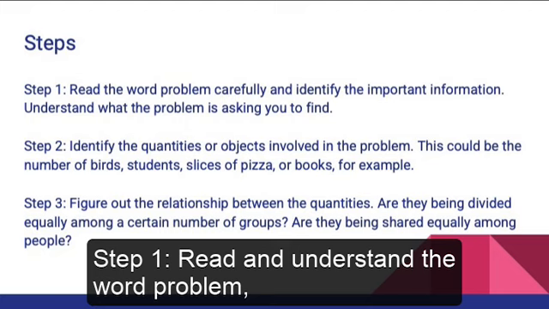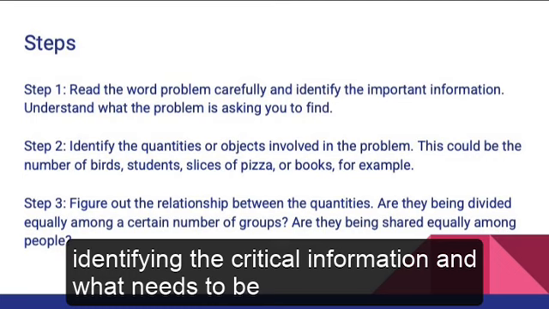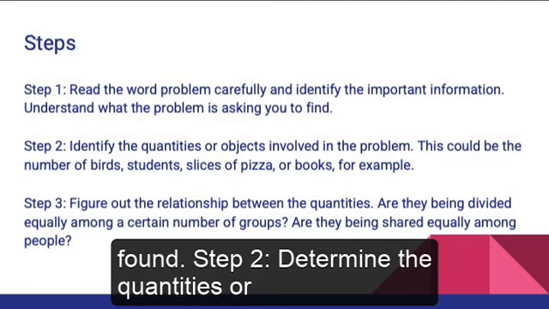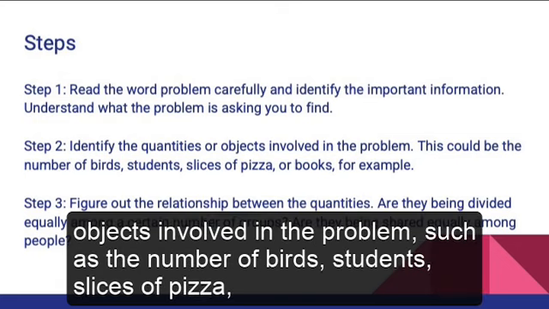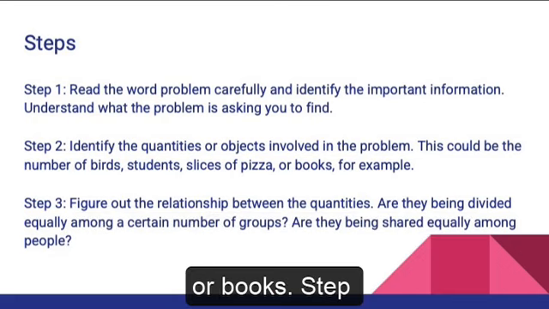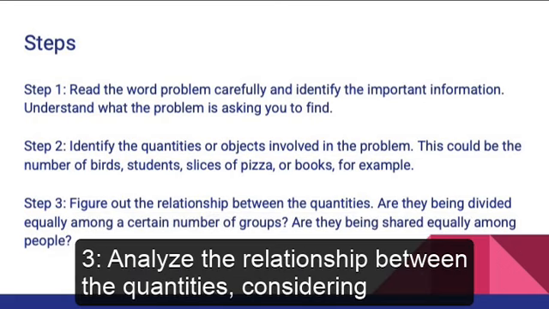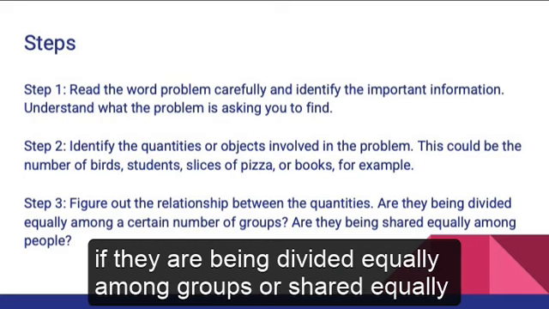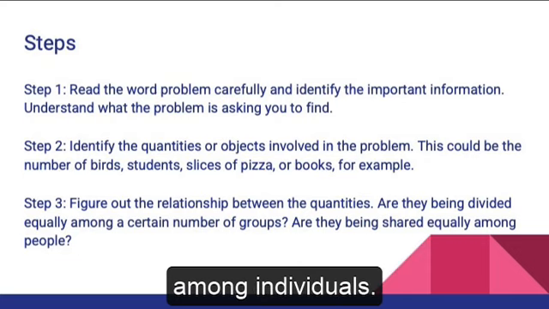Step 1. Read and understand the word problem, identifying the critical information and what needs to be found. Step 2. Determine the quantities or objects involved in the problem, such as the number of birds, students, slices of pizza, or books. Step 3. Analyze the relationship between the quantities, considering if they are being divided equally among groups or shared equally among individuals.